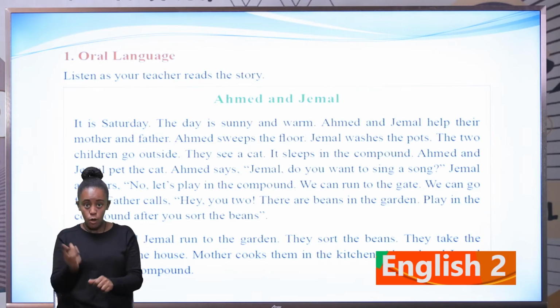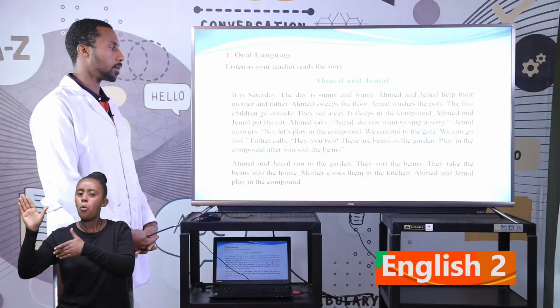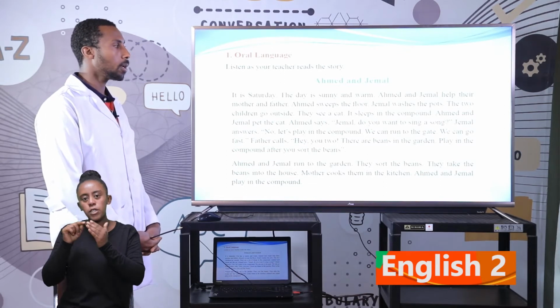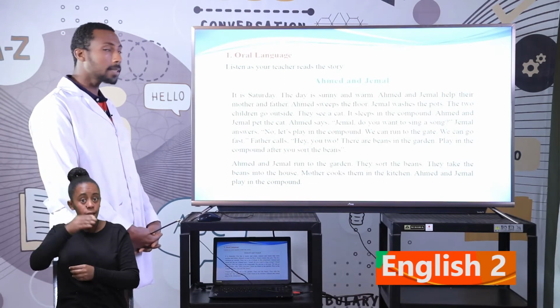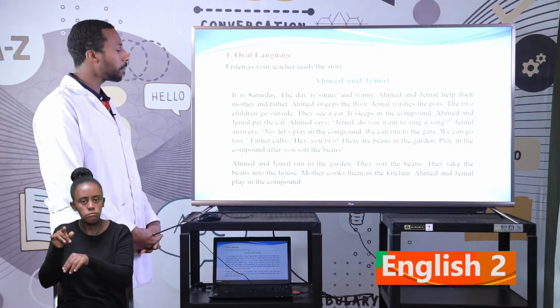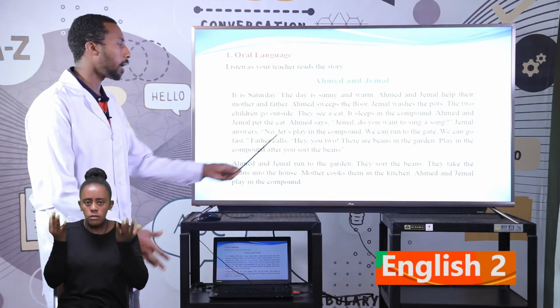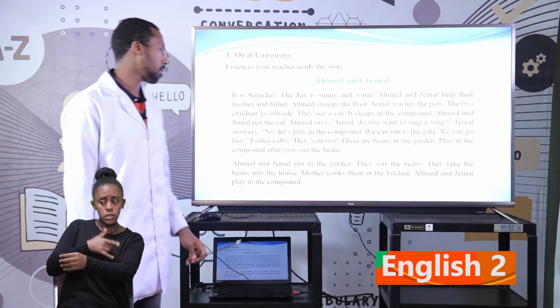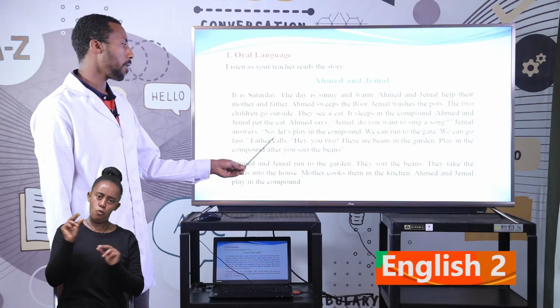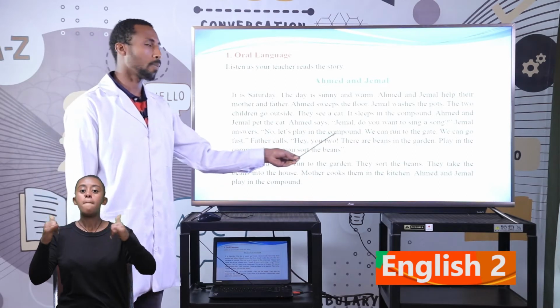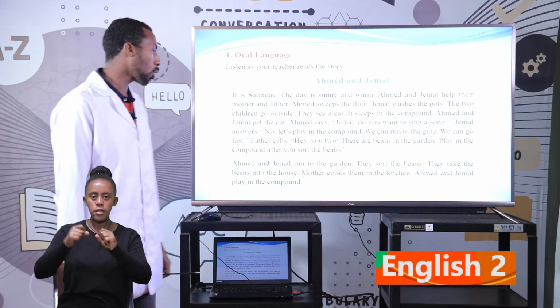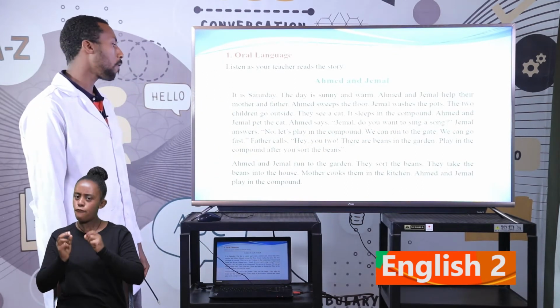The two children go outside. They see a cat. It sleeps in the compound. Ahmed and Jamal pet the cat. Ahmed says, Jamal, do you want to sing a song? Jamal answers, no. Let us play in the compound. We can run to the gate. You can go fast.